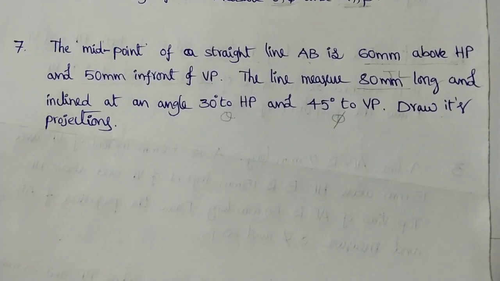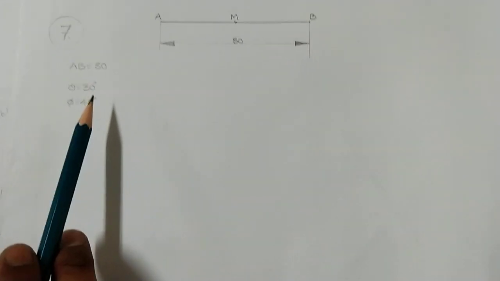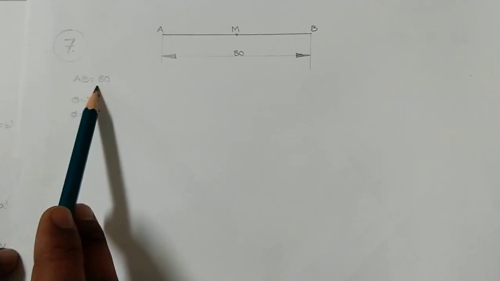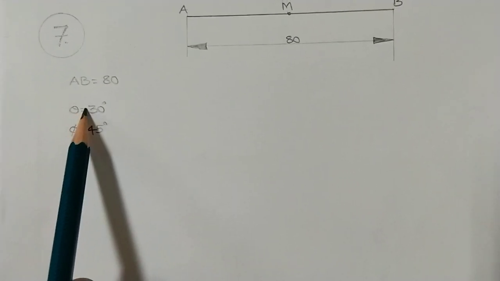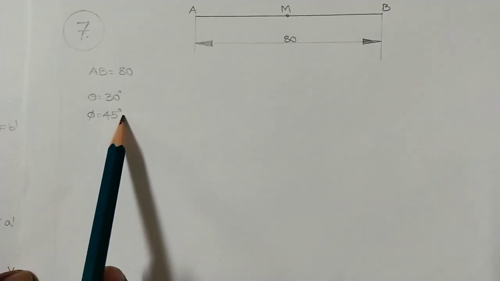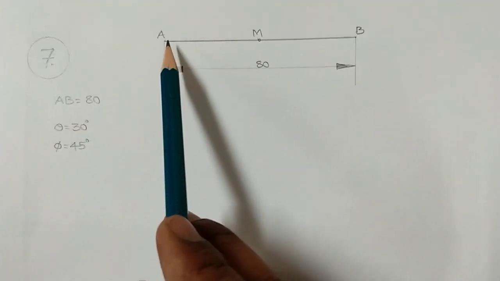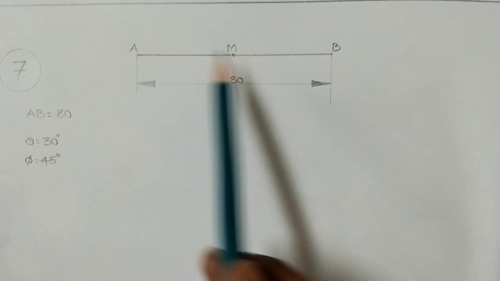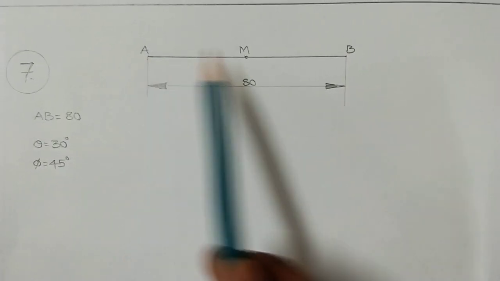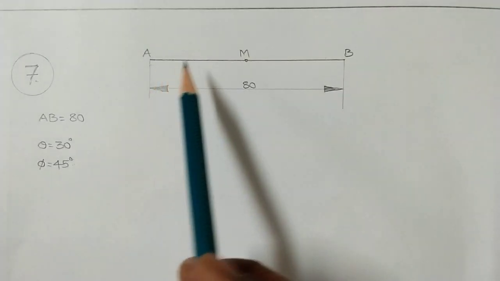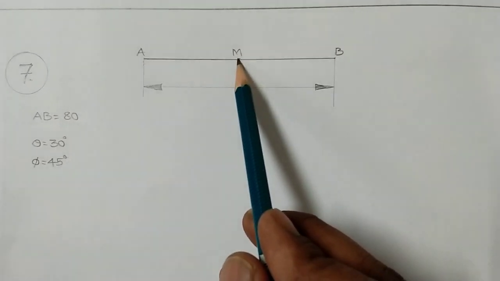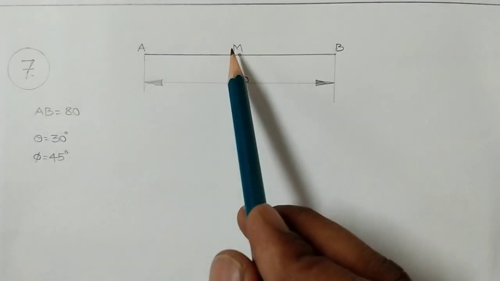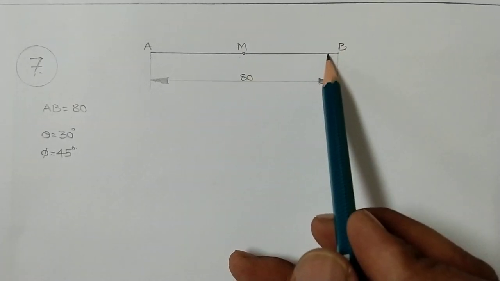Here, if we come to the projections, we can see the details of the given data. That is, the true length of the line is 80 mm. Similarly, the inclination of the line with respect to the horizontal plane is 30 degrees, and with respect to the vertical plane is 45 degrees. And the given line, that is the 80 mm line, I can name AB. But in this particular problem, we have the details of the midpoint of the line. So the midpoint is located 40 mm away from A, similarly 40 mm away from B.